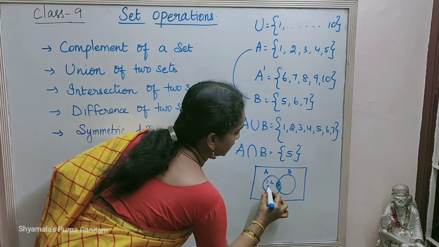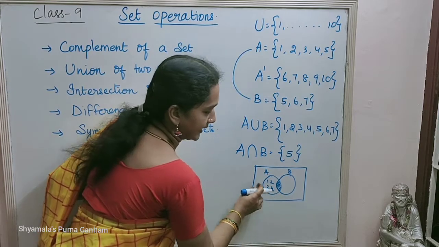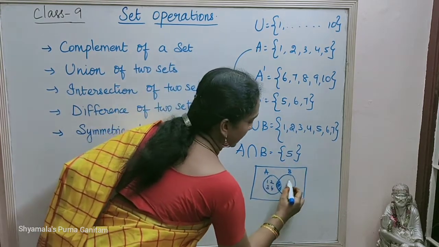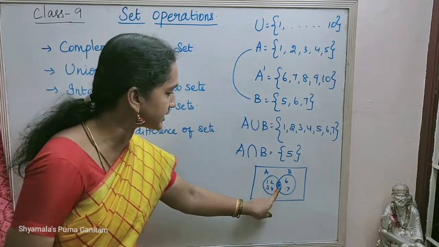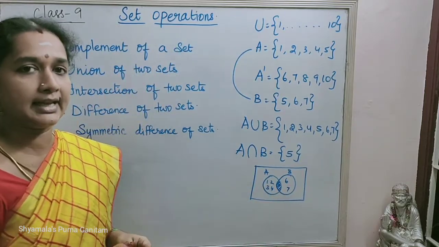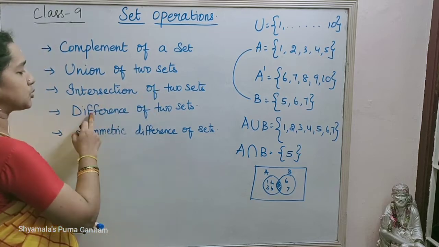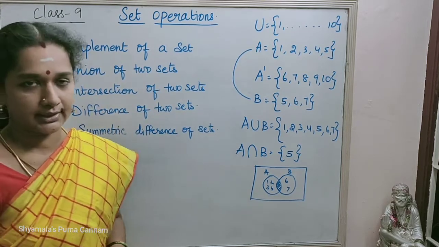Remaining 1, 2, 3, 4, we will be writing in the A set. And here we will be writing 6 and 7. So 5 is common to both the sets. That is the intersection part, A intersection B.